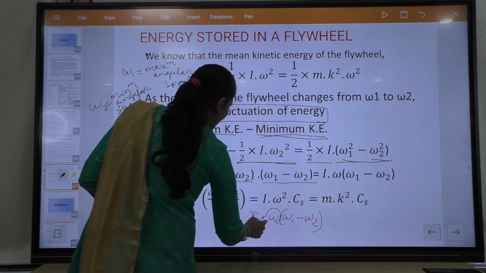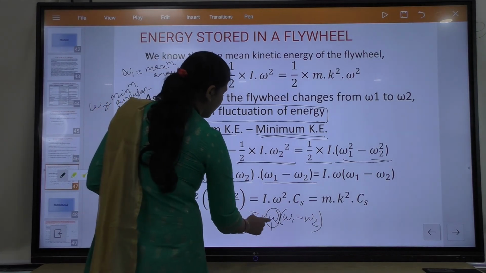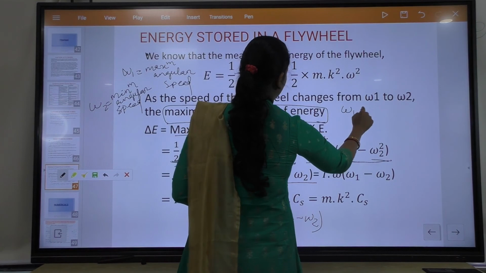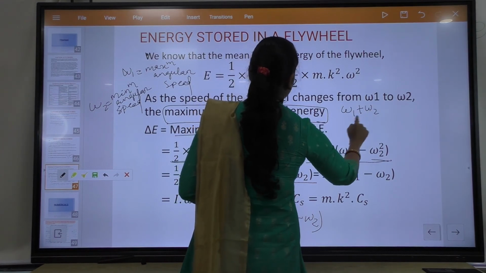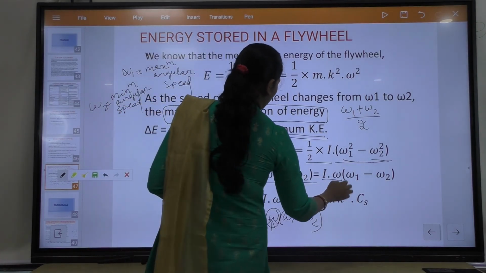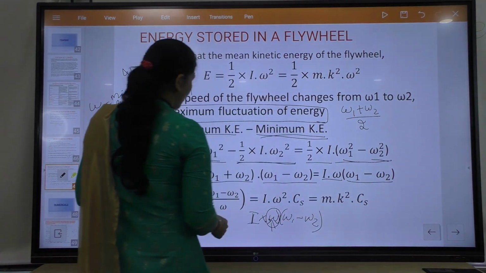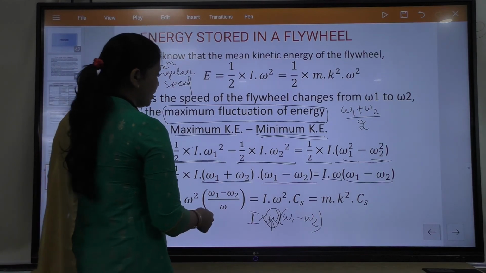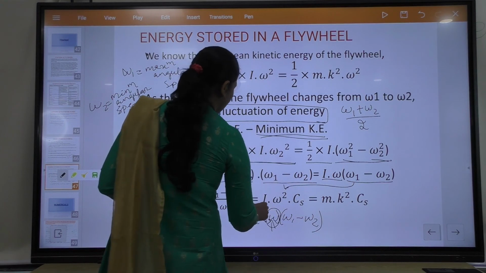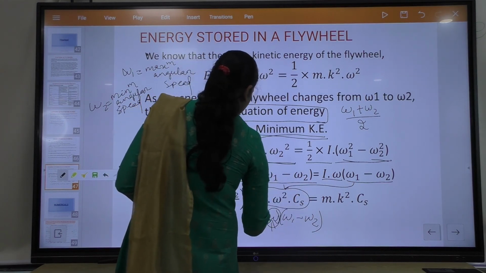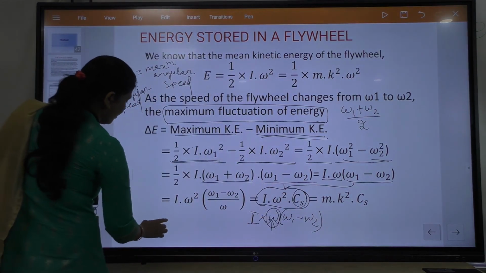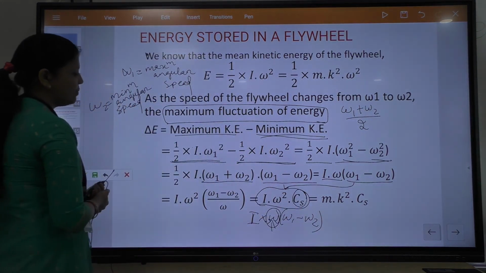So, what is this omega? This is your mean angular speed. So, we know that mean angular speed equals to omega 1 plus omega 2 divided by 2. So, this is equals to half I into omega 1 minus omega 2. Now, solving this, we can get the value of maximum fluctuation energy as I into omega square Cs. So, what is this Cs? Cs is nothing but the coefficient of fluctuation of speed.